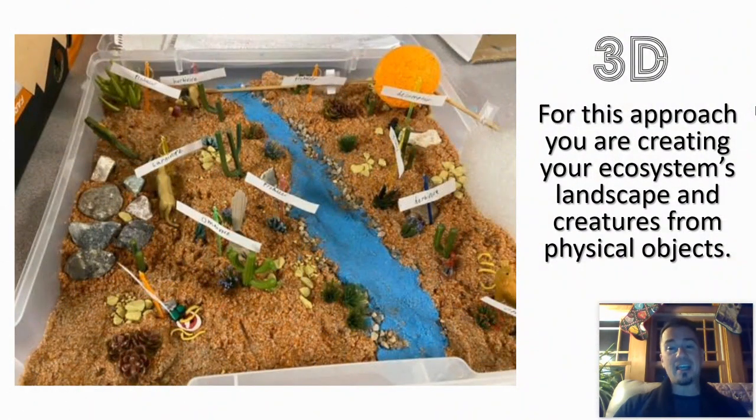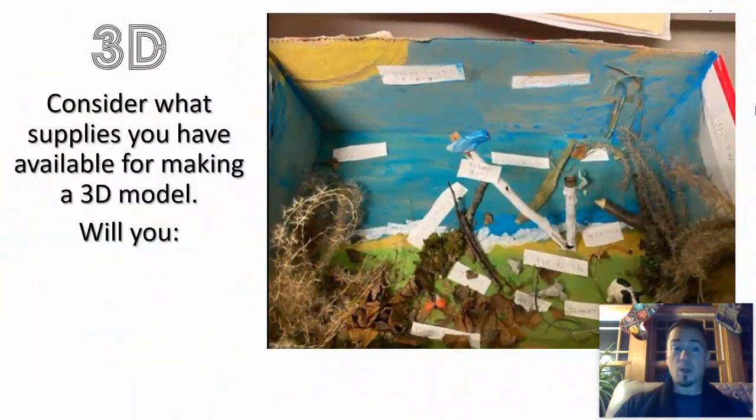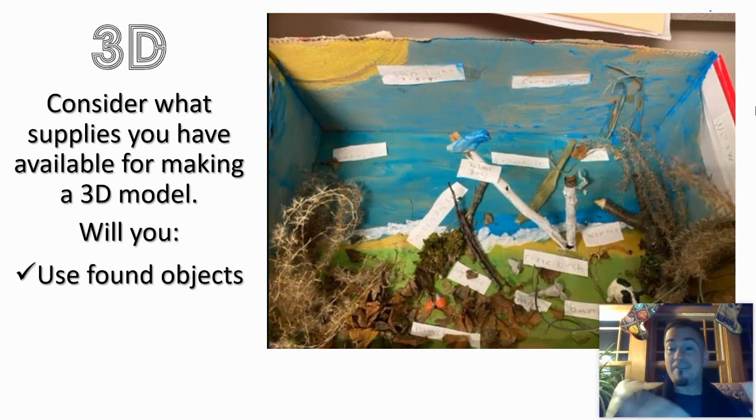So 3D, this is a physical representation of an ecosystem. You need actual objects that are going to be in this model. That can be tricky depending on what you have. So consider what kind of supplies you have, and there are different ways to get these supplies. One, found objects: anything you can find, whether you find it out in nature, in your house, or in the makerspace at school. What kind of found objects can you bring into this 3D model?